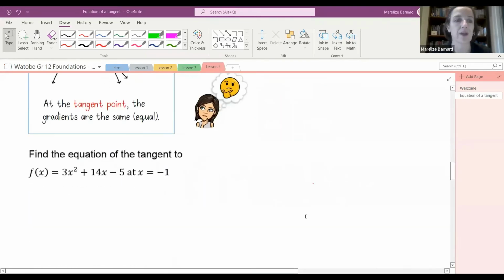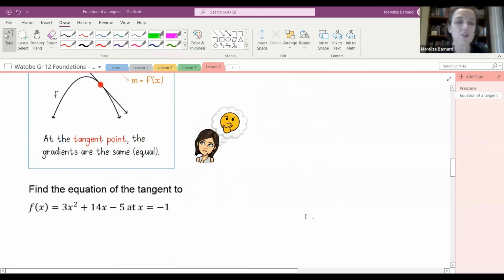Okay, right, here we go. Find the equation of the tangent to f of x at x equal to minus 1.